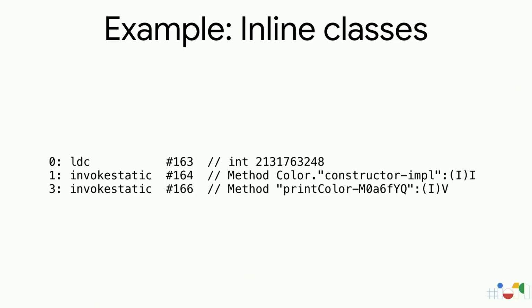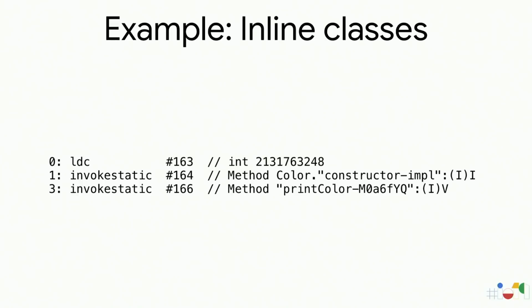What's interesting is what happened to my printColor function. So in my source code, it takes a Color instance. But you can see here now it's called printColor-dash-some weird name. It's probably a hash of something. Instead of taking an instance of Color, it takes an integer directly. So the compiler rewrote the function to work directly on the primitive type I was wrapping.